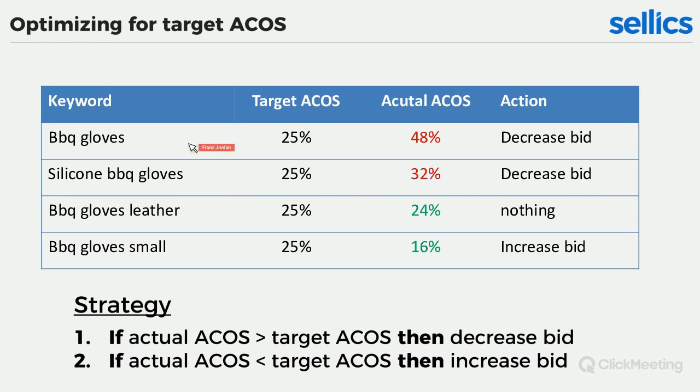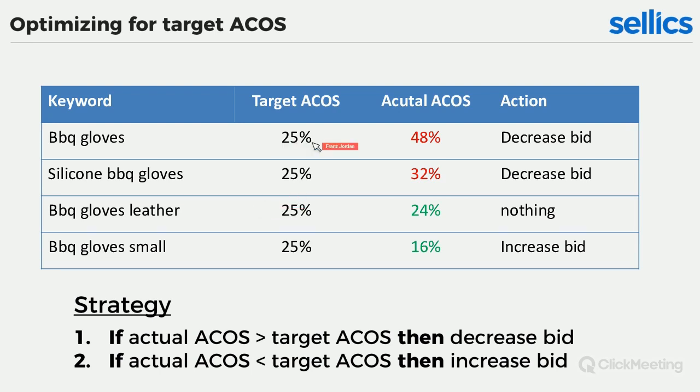Basically, if we have a campaign with multiple keywords, so here we just assume that there are 4 keywords in a campaign, you will have target ACOS for all those keywords, right? So typically the target ACOS within one ad group or within one campaign is the same, right?